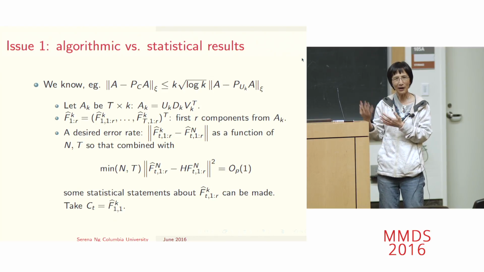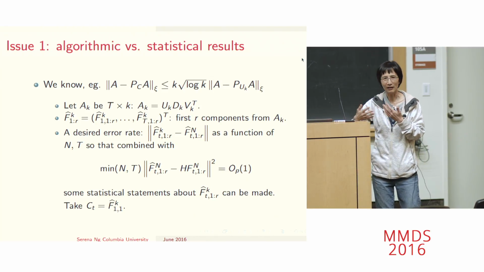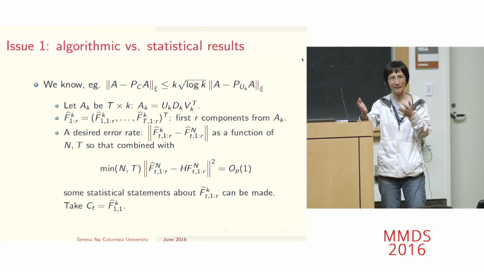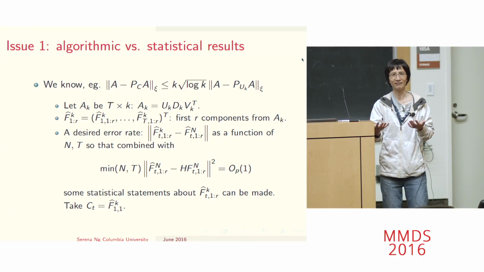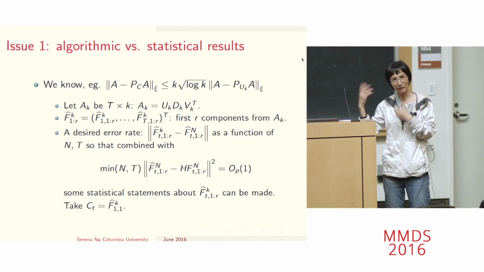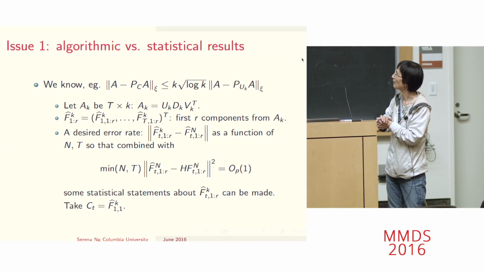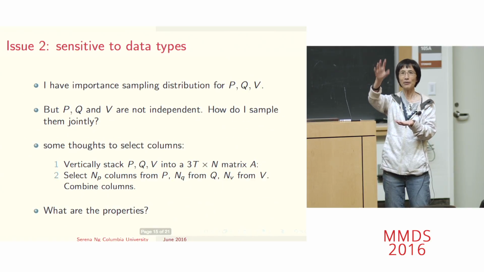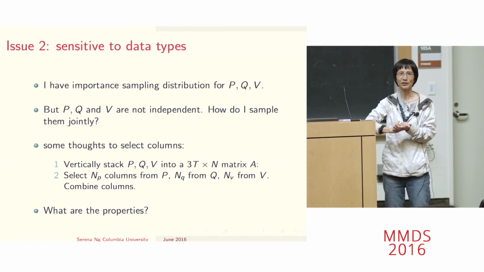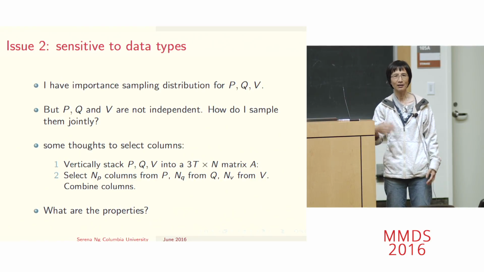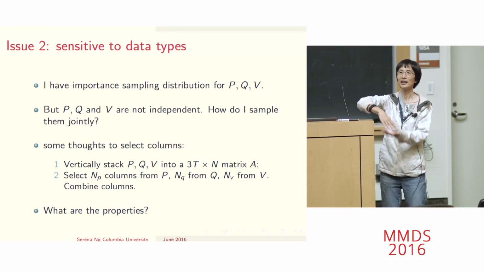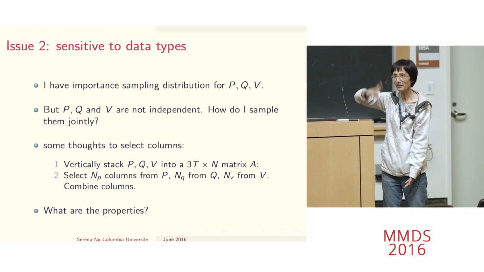I have not found a way or discussion in papers I've read that guides me how to sample matrices jointly. So I have several thoughts how to do this, but I have no proof for anything that is optimal. One thing I think of is sample certain columns from P, certain columns from Q, and certain columns from V, and then stack everything back up. The other way I can think of doing it is stack P, Q, and V into one very tall matrix, and then sample the columns.